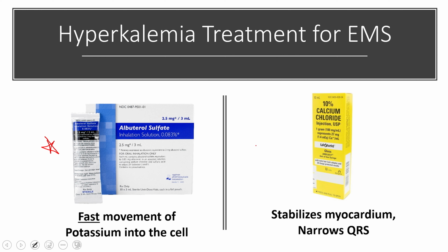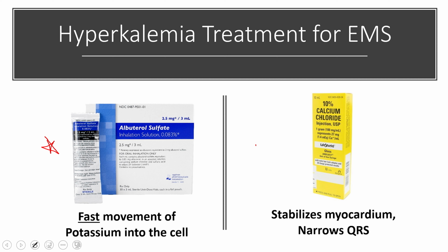The next thing you want to give as quickly as you can is calcium. Now, it's important to know that calcium doesn't do anything to move potassium at all. What calcium is going to do for you is stabilize that cardiac membrane. So you can tell that EKG, it looks unstable, right? And so what calcium is going to do is you can actually watch this happen. It's going to narrow your QRS.